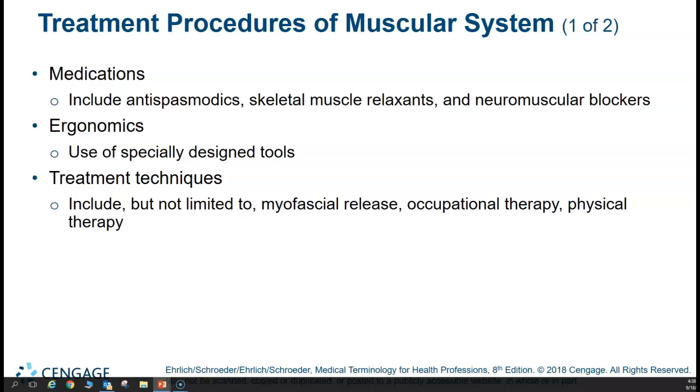Ergonomics is a huge piece. We need to make sure when we're sitting at a desk that our monitor is in front of us and we're sitting with a straight back, because we can get a lot of injuries. Proper ergonomics is very important in body mechanics as well. Again, we talked about this. Massage therapy works beautifully, occupational therapy, and physical therapy for all of these muscular diseases.